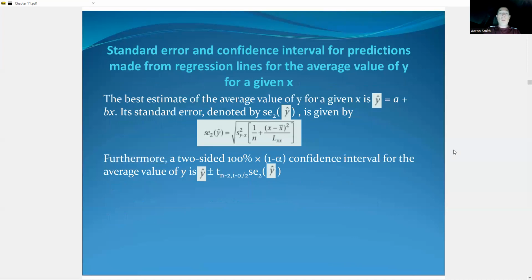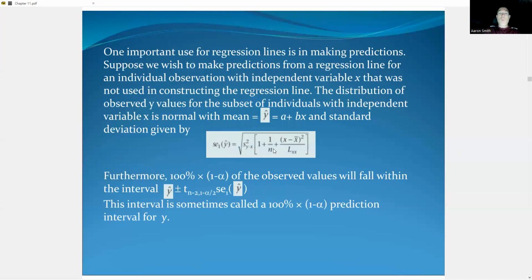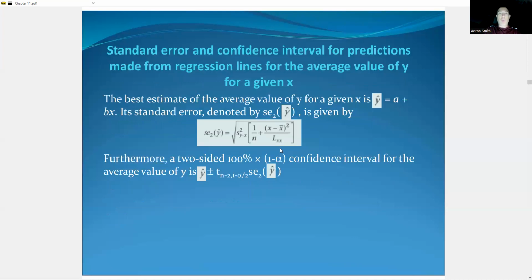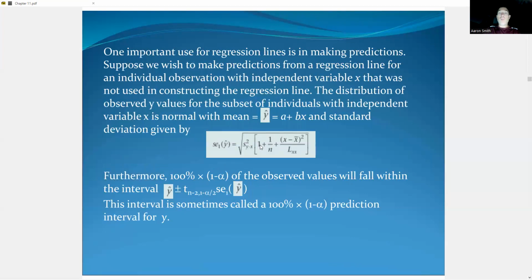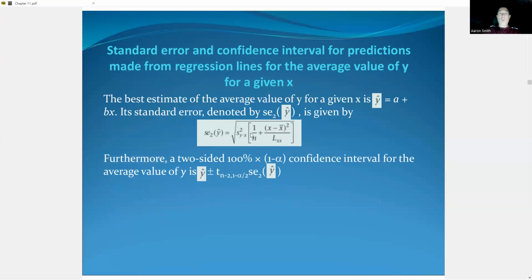Now here, notice that these are very similar to each other. I'm going to hop back and forth for a second. You see the difference? There's just a 1 right there. There's no 1. Otherwise, it's the same formula. All right, so now, because of that 1, the prediction interval is going to be wider. All right, now, that is for the range of realistic observations.